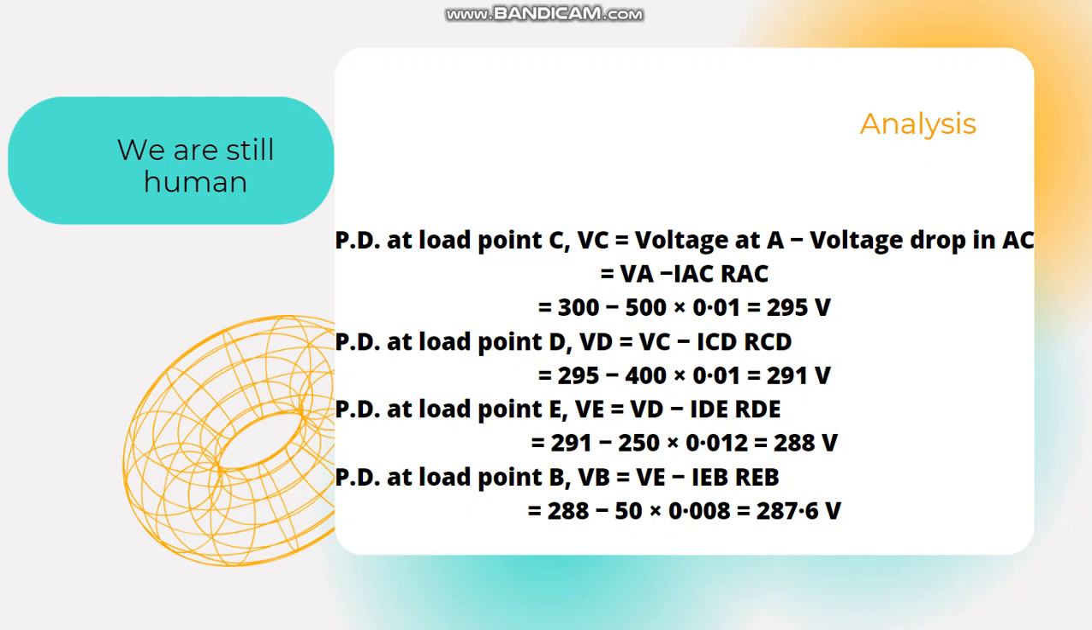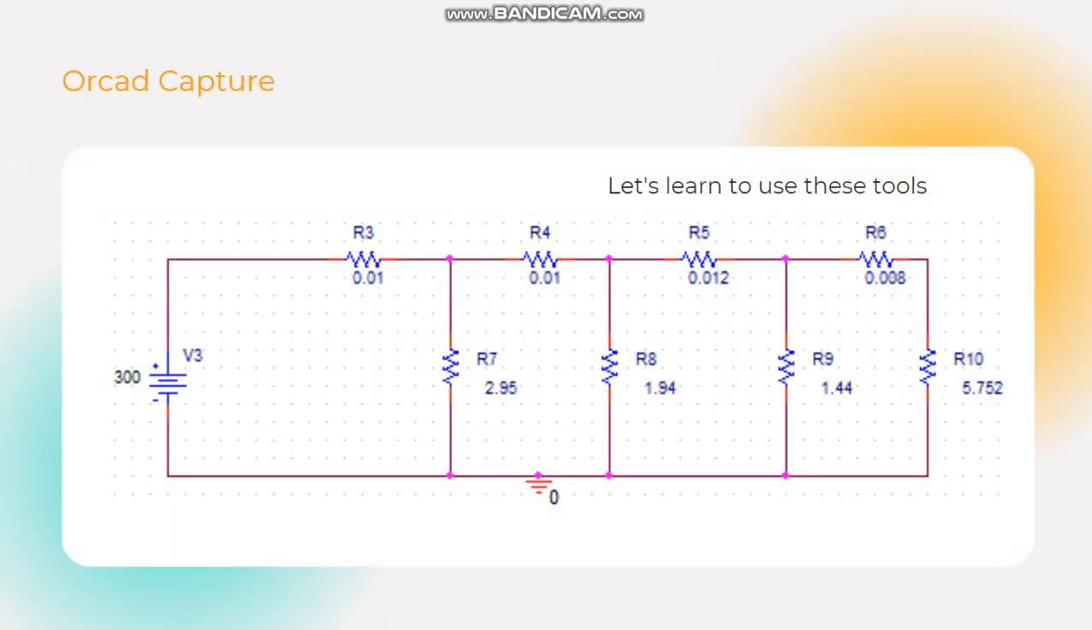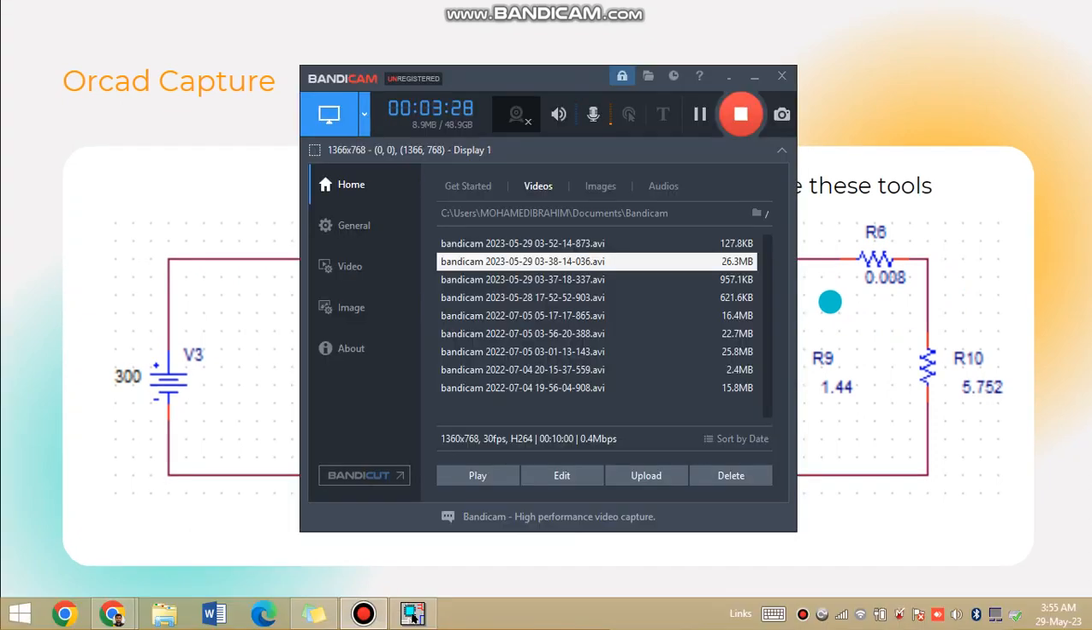Now we are going to correlate with the PSpice ORCAD software. The circuit consists of 4 loads: R7, R8, R9 and R10. R3, R4, R5 and R6 are the sections, that is the sections AC, CD, DE and EB. This is what we are going to learn from this PSpice ORCAD Capture software.